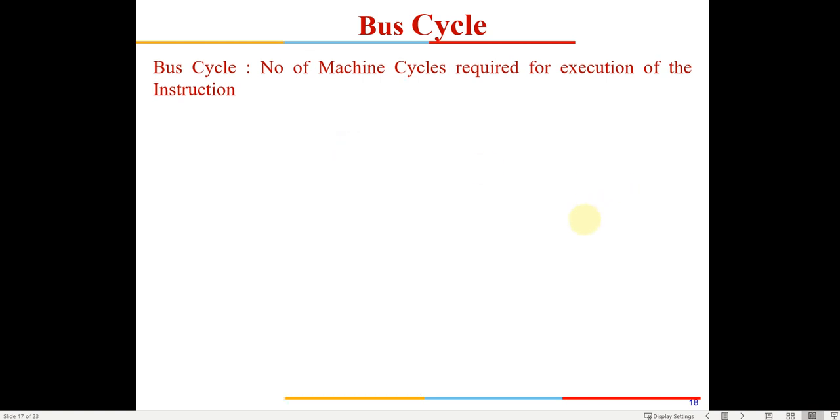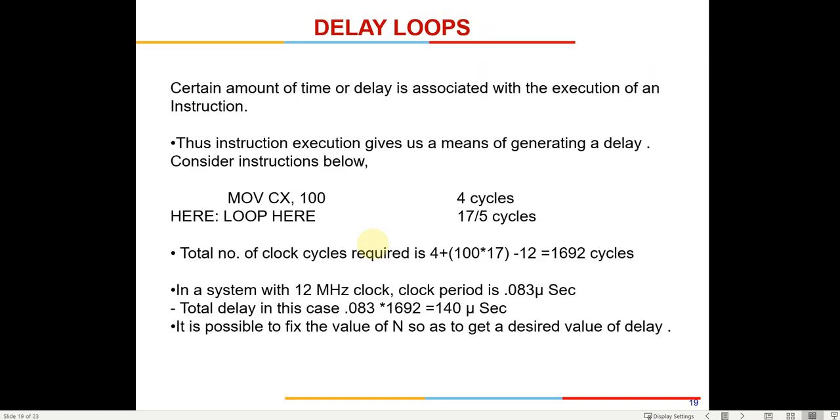Yes, sir. Okay. Now execution. This is again convert byte into word. The opcode is just 98, so it will take just one memory, one machine cycle. Okay.